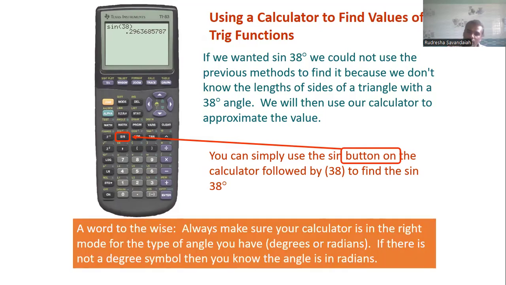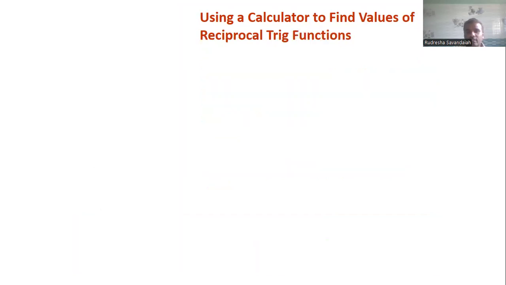A word to the wise: always make sure your calculator is in the right mode for the type of angle you have. If there is not a degree symbol, then you know the angle is in radians.